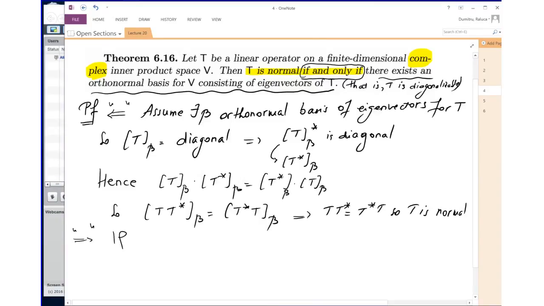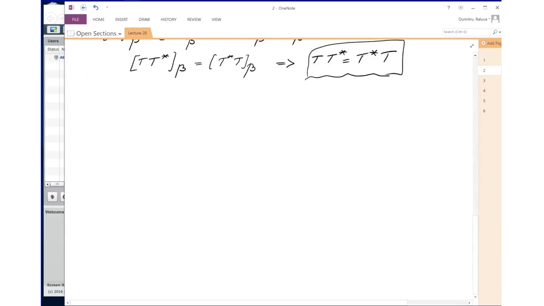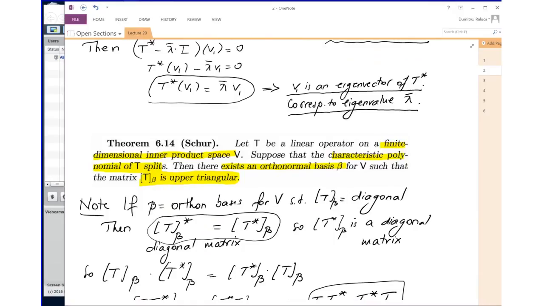Backwards. Assume that T is normal, and that V is complex. That's part of the assumptions here. And I'm going to go all the way back, not to page 1, but to Schur's lemma, which says that if you're dealing with a linear operator for which the characteristic polynomial splits, of course it does, because the space is complex, anything splits over the complex numbers, then there exists an orthonormal basis beta for which the matrix is upper triangular.